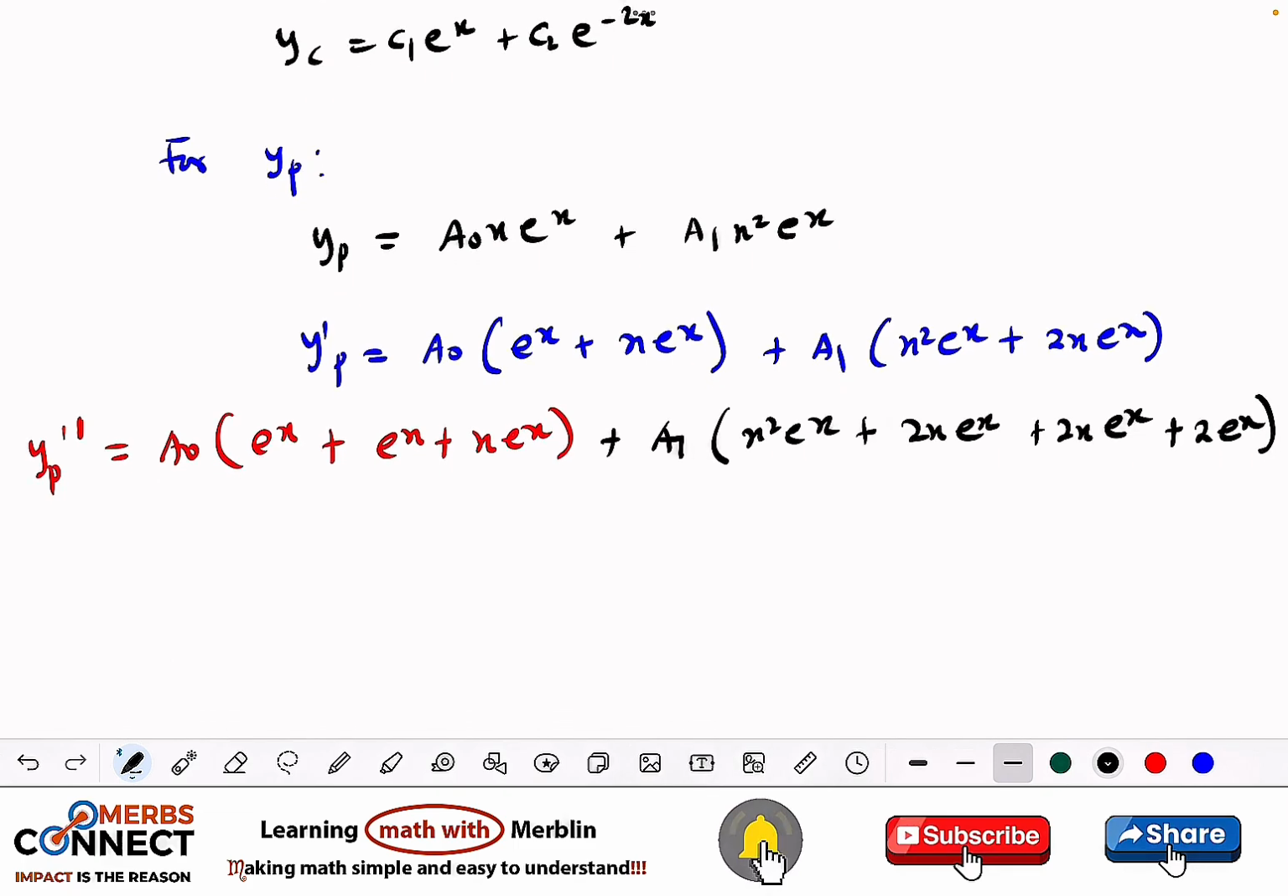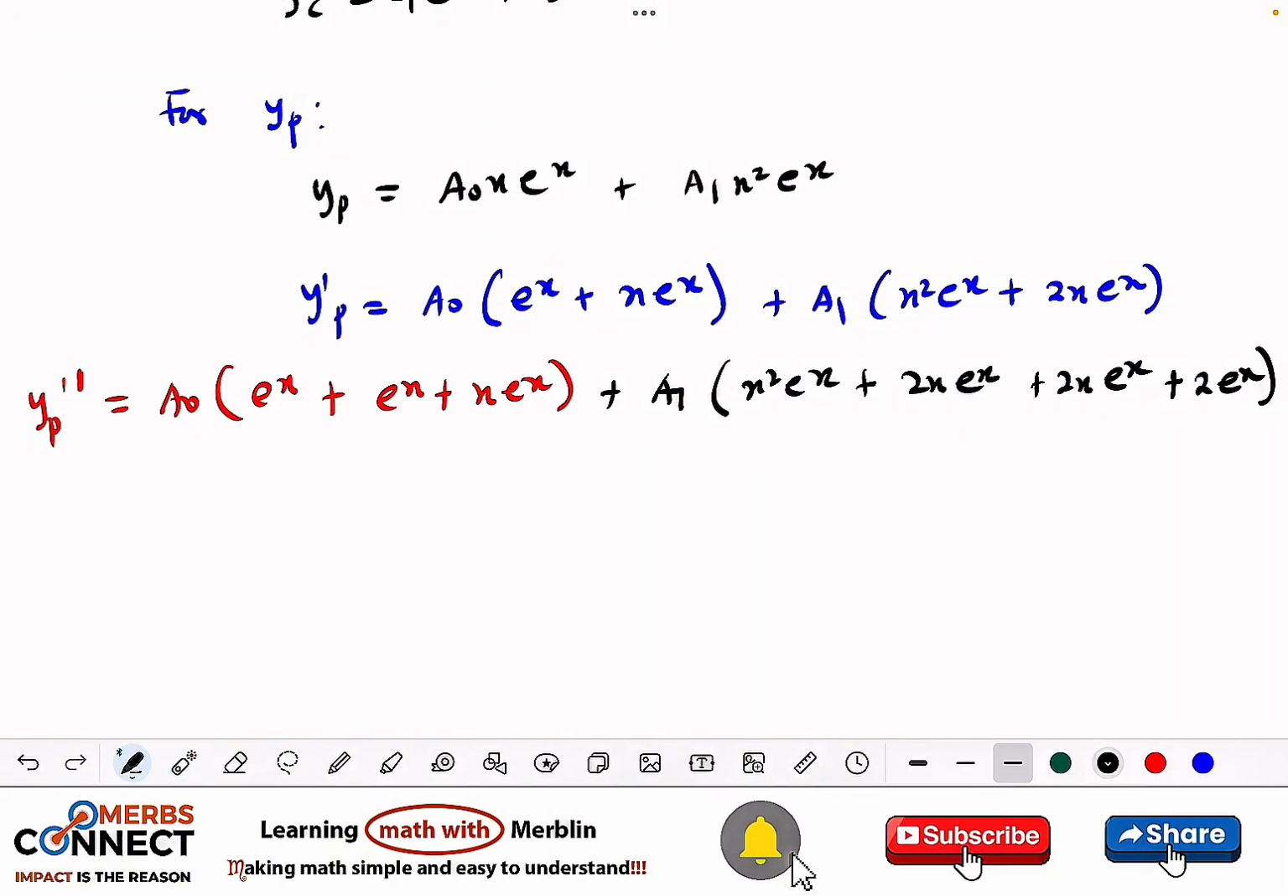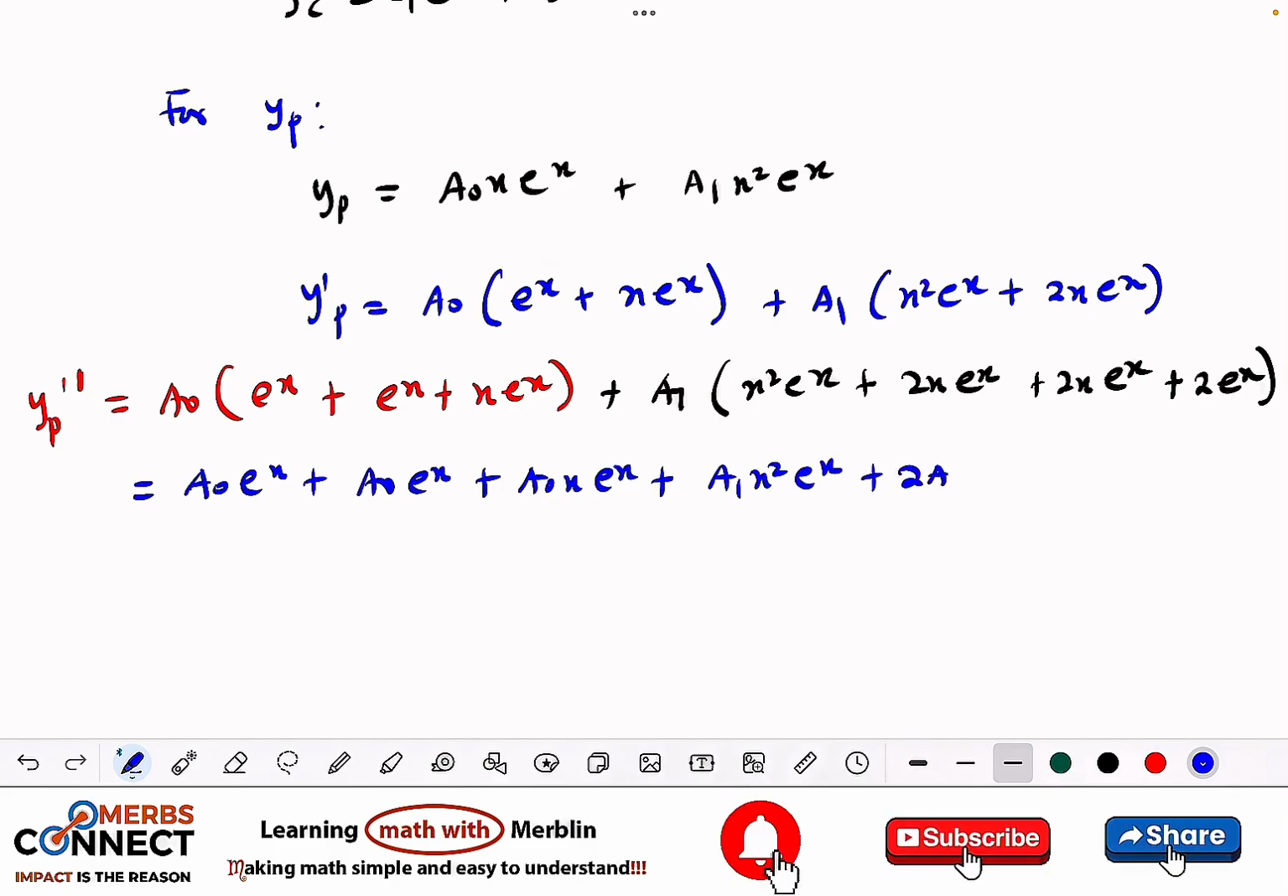So what I'm going to do is plug in this, and this inside this and solve. But what I can do is try and simplify this before I do the plugin. So a naught e to the power x plus a naught e to the power x plus a naught x e to the power x plus a1 x squared e to the power x plus 2a1 x e to the power x plus 2. I can even add this and this so that I get 4 from there. So when I add those two terms, I'm going to have 4a1 x e to the power x plus 2a1 e to the power x. Good. So that's what I'm going to get from there.